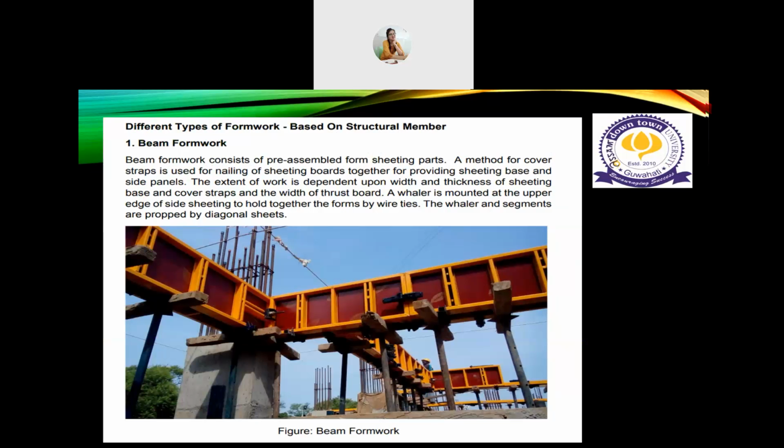Number 1, beam formwork. Beam formwork consists of pre-assembled form sheeting parts, as you can see in the picture here. It is a method where cover straps are used for nailing sheeting boards together for providing the sheeting base and side panels. The extent of work depends upon the width and thickness of the sheeting base and cover straps and the width of the truss board. A whaler is mounted at the upper edge of the side sheeting to hold together the forms by wire ties. The whaler and segments are propped by diagonal sheets.